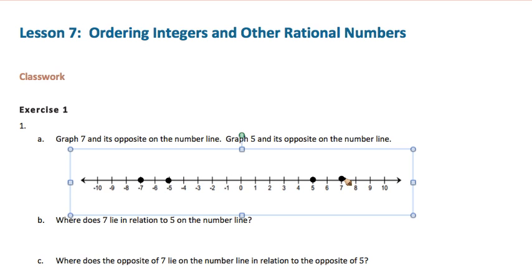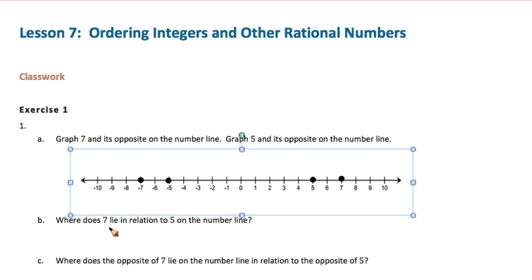So 7, which is 7 units to the right of 0, and negative 7, which is 7 units to the left of 0. Then 5, which is 5 units to the right of 0, and negative 5, which is 5 units to the left of 0, are both of our numbers and their opposites.